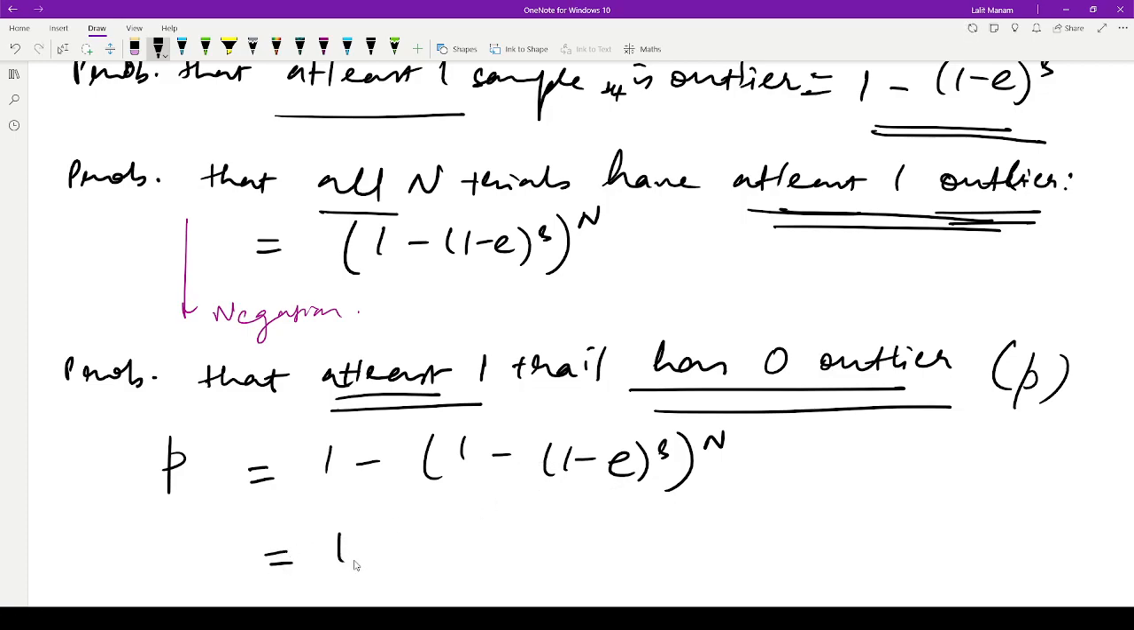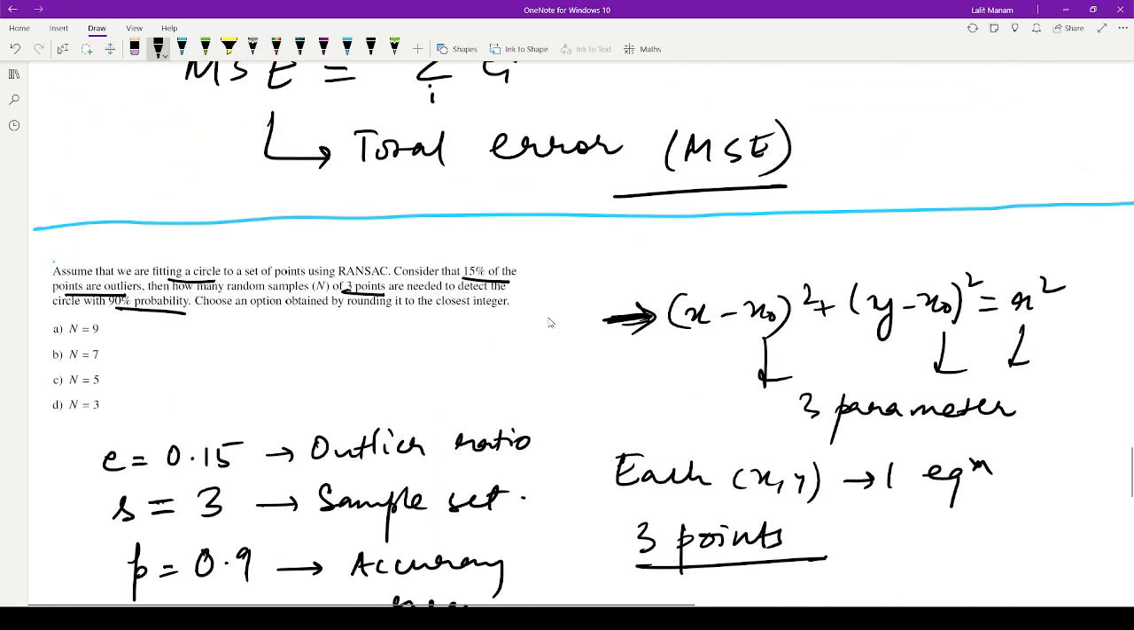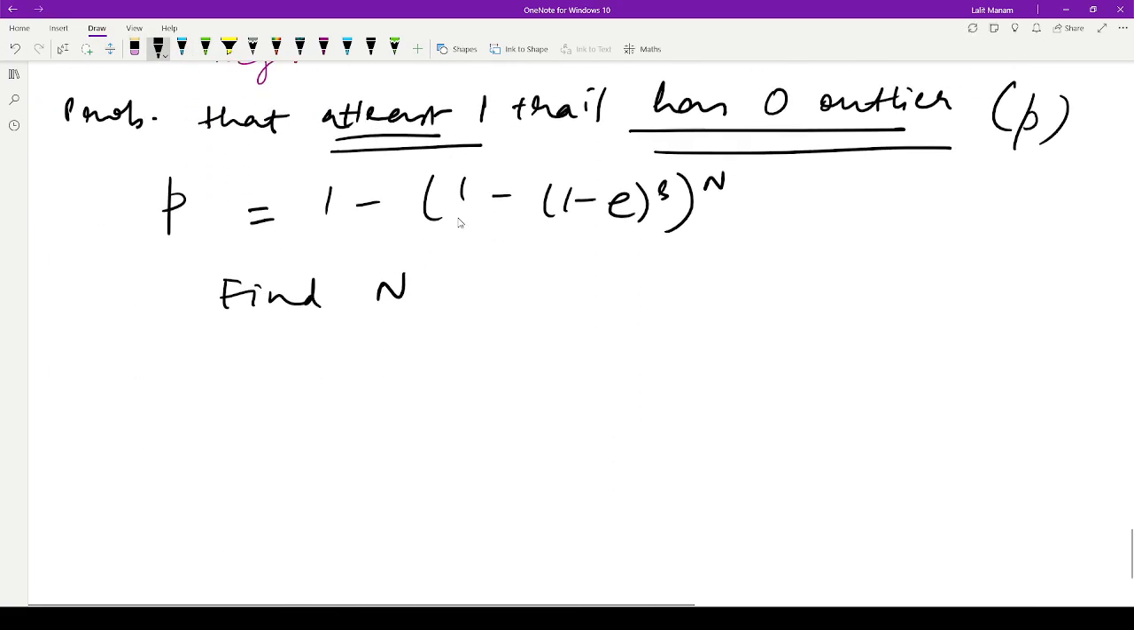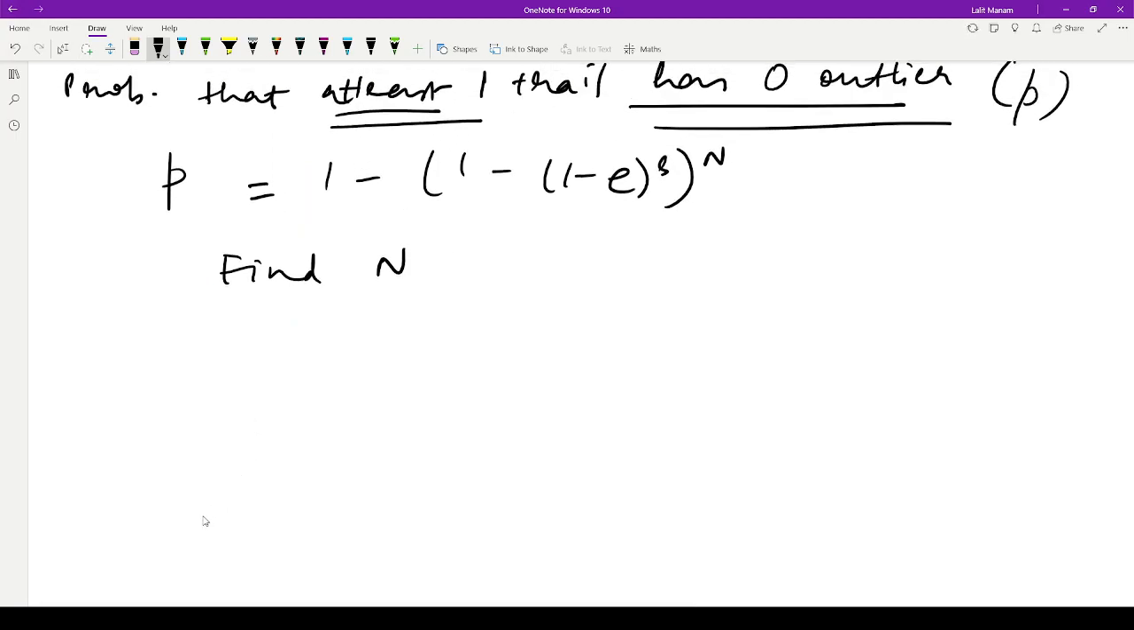Now in our question we need to find n. How many random samples n are required? How will we find n? We just take the log, right? So n will be log of (1 minus P) divided by log of (1 minus (1 minus E) to the power S).